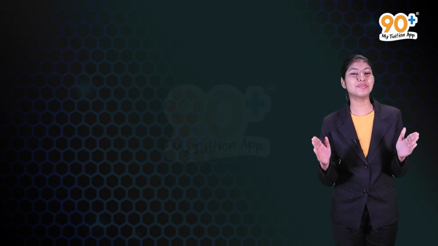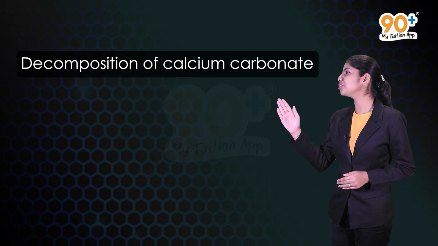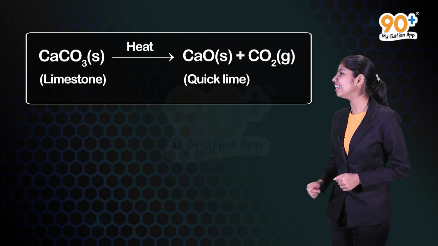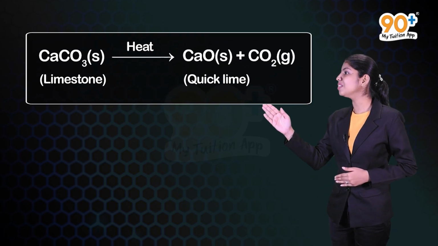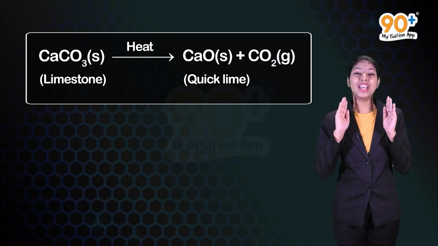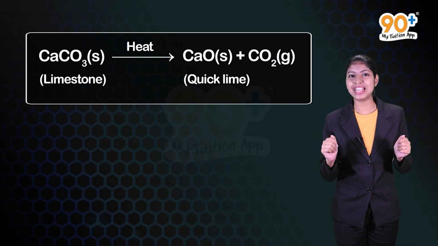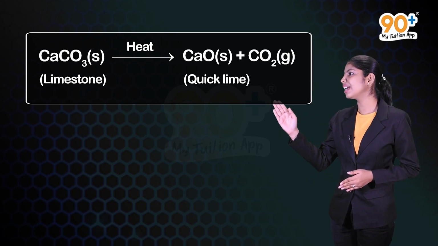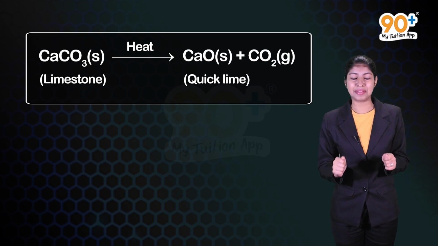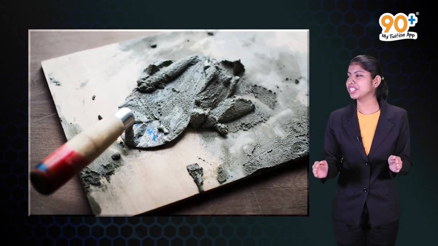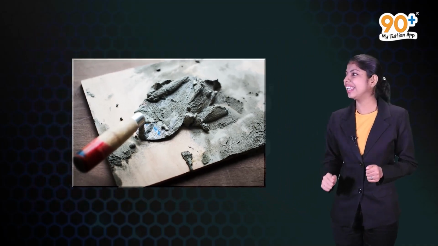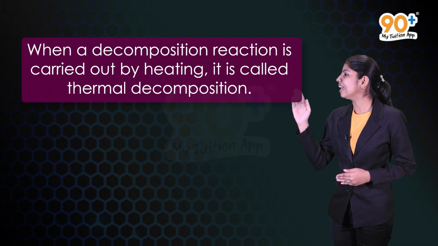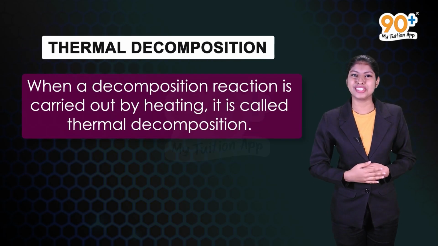Another important decomposition reaction is the decomposition of calcium carbonate. And here you can see the reaction, that is CaCO3 on heating gives CaO plus CO2. Here CaCO3, that is calcium carbonate, is called limestone and the newly formed calcium oxide is called lime or quicklime, and this is used for the manufacture of cement. And we can say that when a decomposition reaction is carried out by heating, it is called thermal decomposition.